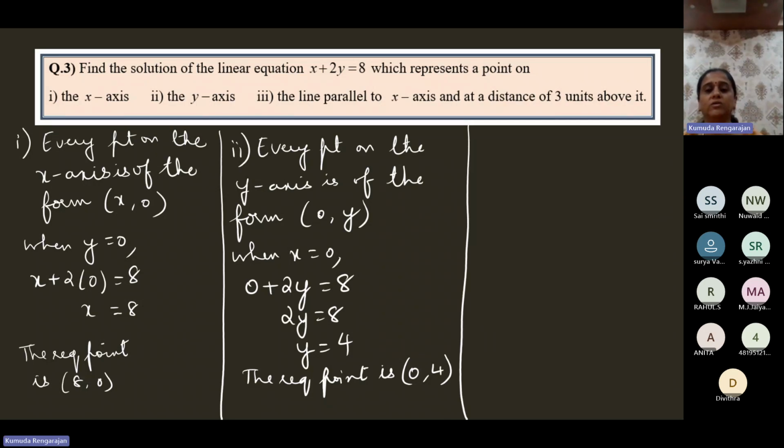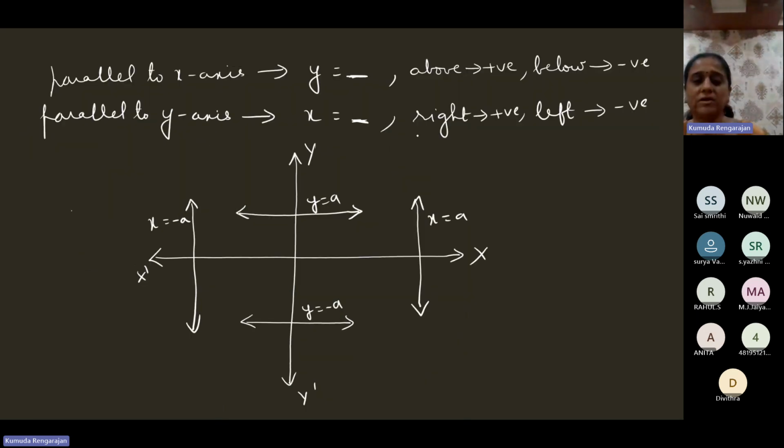A line parallel to the x-axis at a distance of 3 units above it. Tell me the equation first. The line parallel to the x-axis. If it's parallel to the x-axis, it will be y is equal to a or y is equal to minus a.